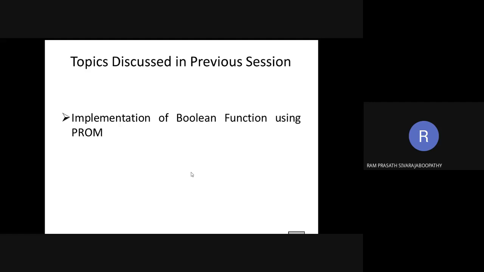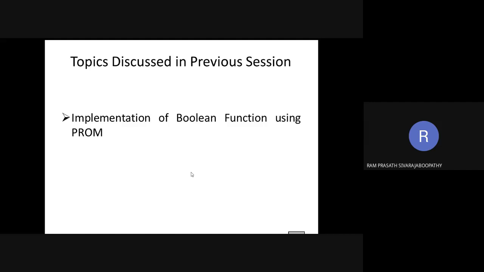Can you people type it in the chat? How can the size of PROM be fixed to implement a given Boolean function? Which are the things we have to look for to choose the PROM size? Kindly type it in the chat. Two power n into output. Okay, very good. So what about the value of n? What about output?